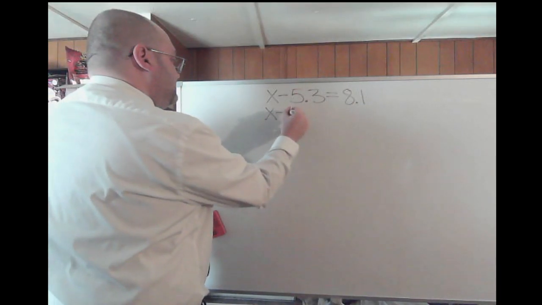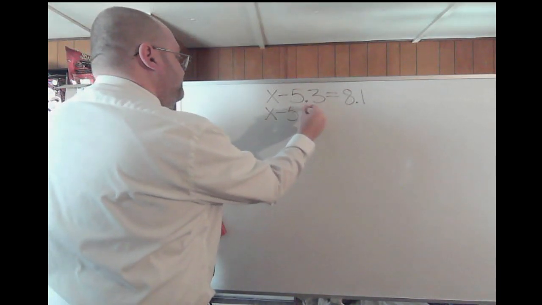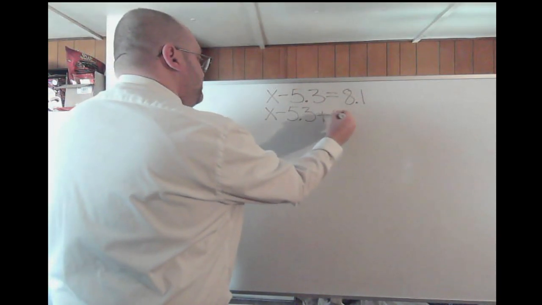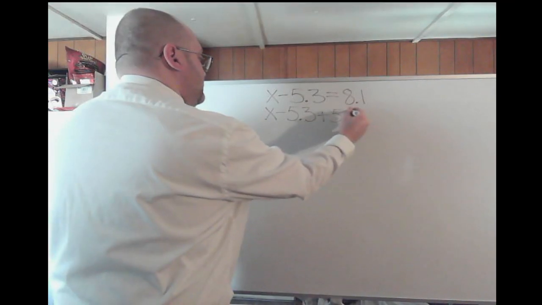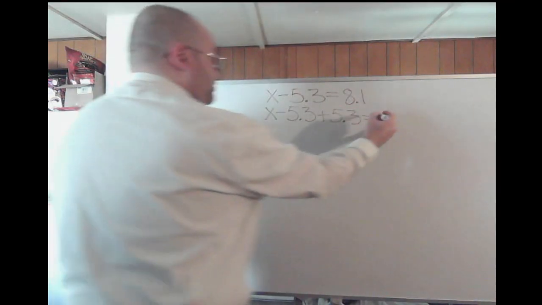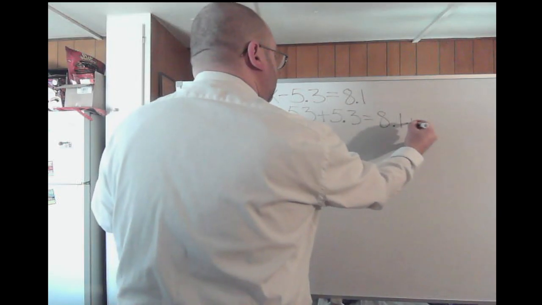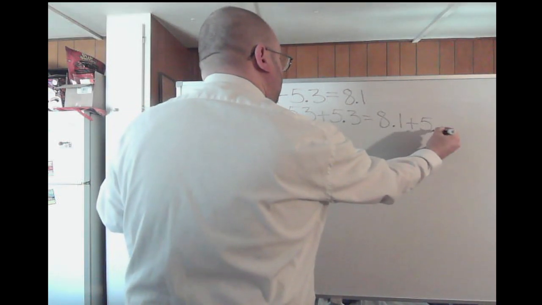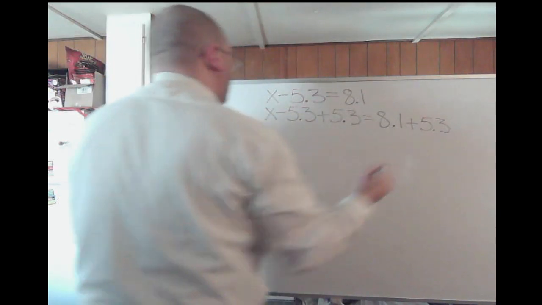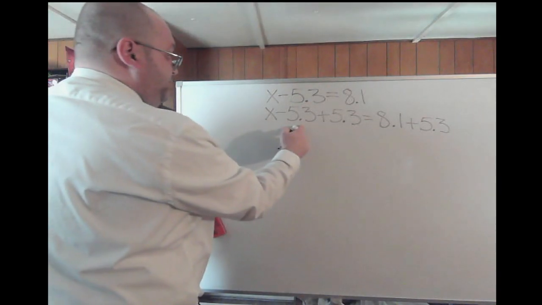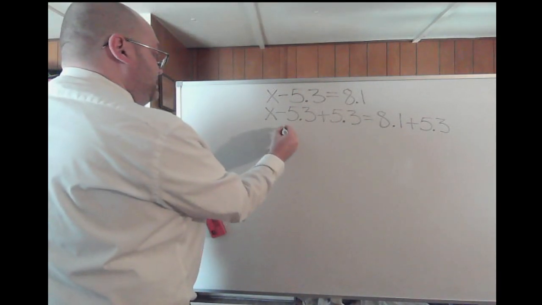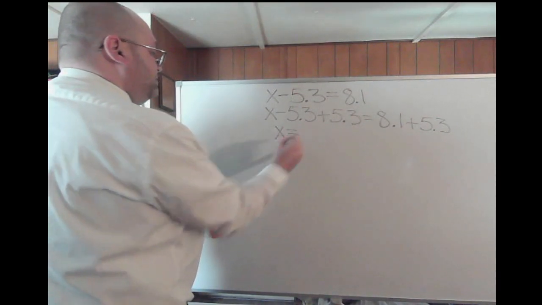So x minus 5.3 plus 5.3 is equal to, what you did to the left side, you got to do to the right. That'll be equal to 8.1 plus 5.3. All right. So negative 5.3 plus 5.3 is 0. You're leaving x by itself.